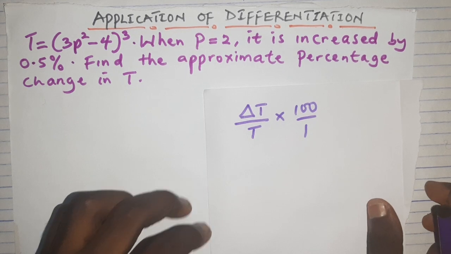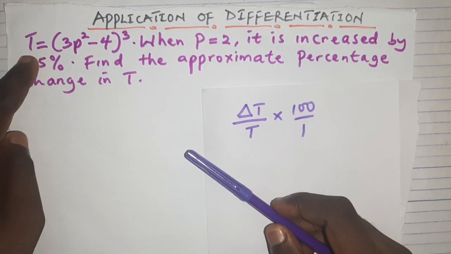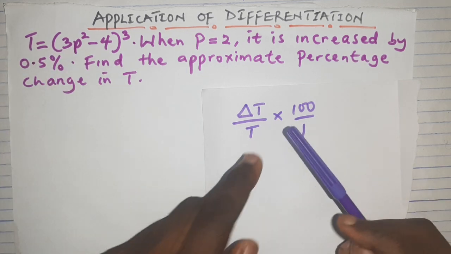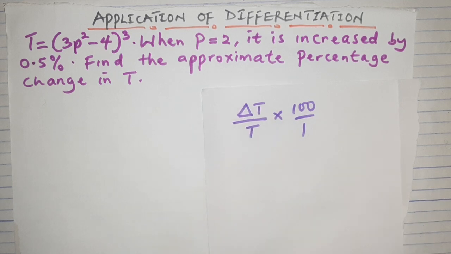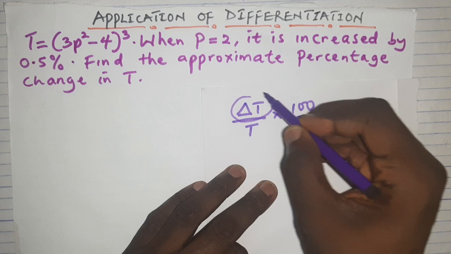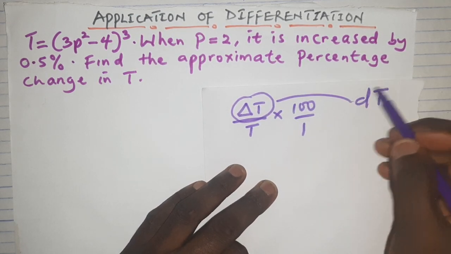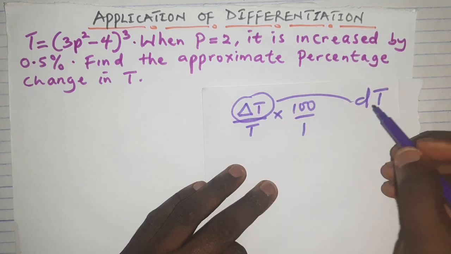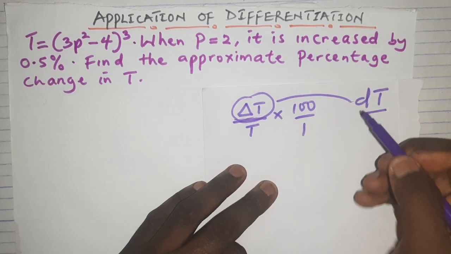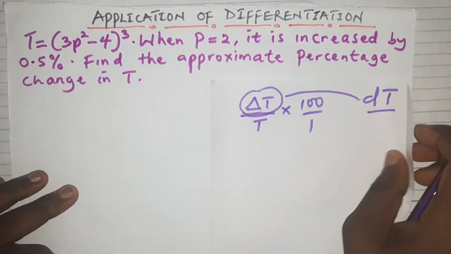So let me write out the formula, and then of course I apply the derivative. I'll differentiate t with respect to p and see how I can get my change in t. But mind you, don't forget that while we are solving, we'll also be using dt, and we know that dt also means change in t. So anywhere you see dt, you can substitute it, they mean the same thing.